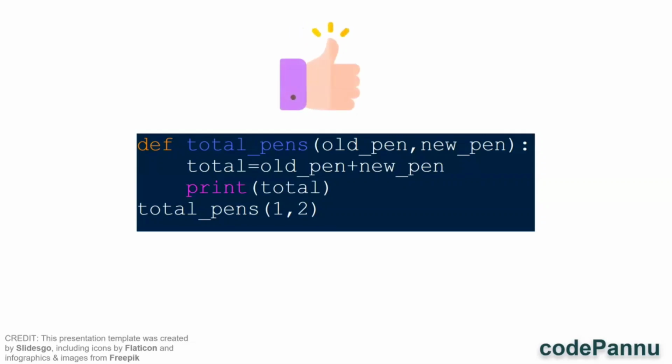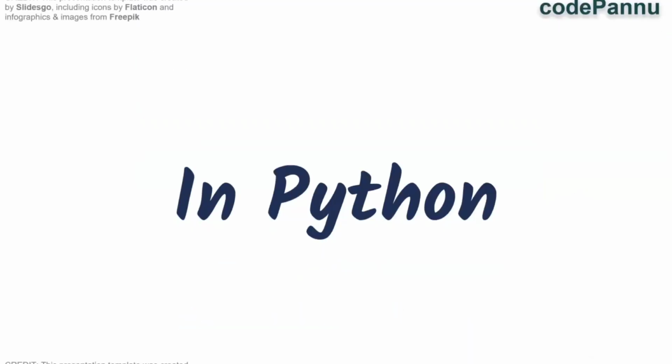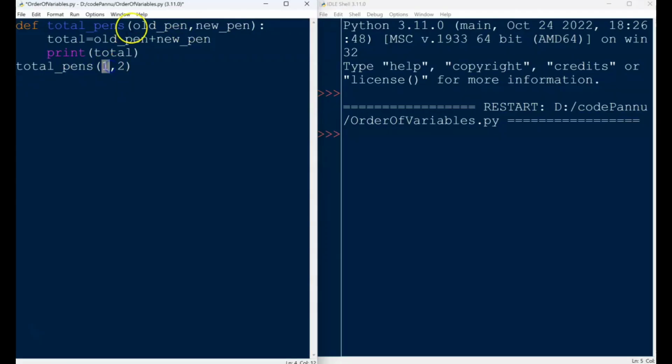So let us go to Python and take the same code. So the value 1 goes to the variable old_pen and 2 goes to the variable new_pen. Why? Because the first value goes to the first variable and the second value goes to the second variable.